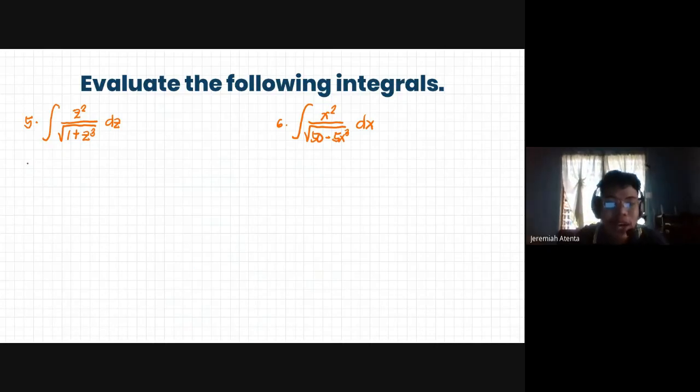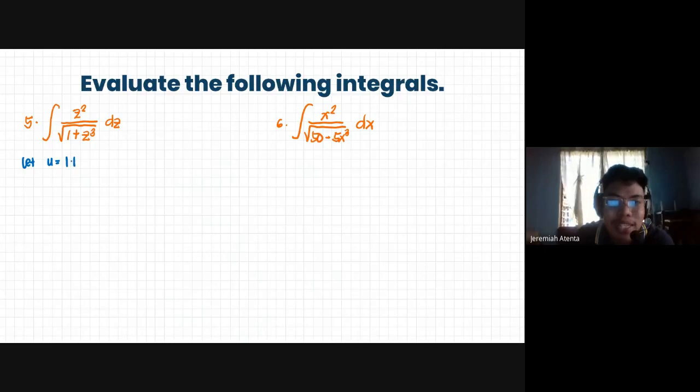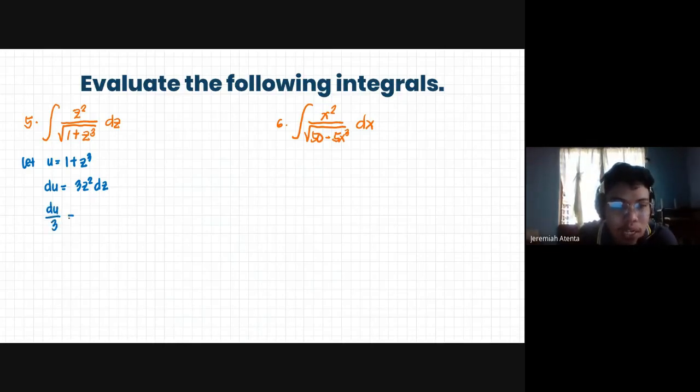So we have, ano nga yung ginawa natin? We let u be equal to 1 plus z cubed. So we have du equal to 3z squared dz. I hope nakaka-follow kayo dito, ha. Then we need only z squared dz, and that is equal to du over 3.